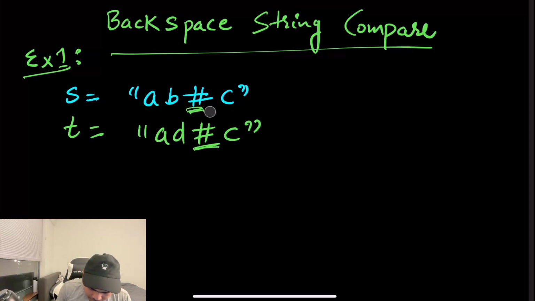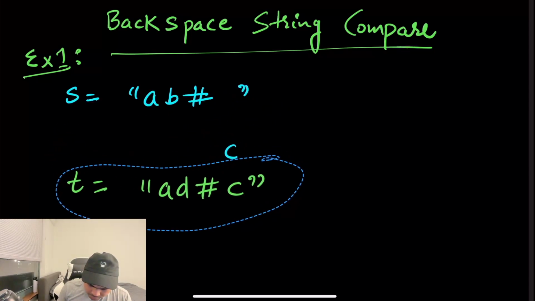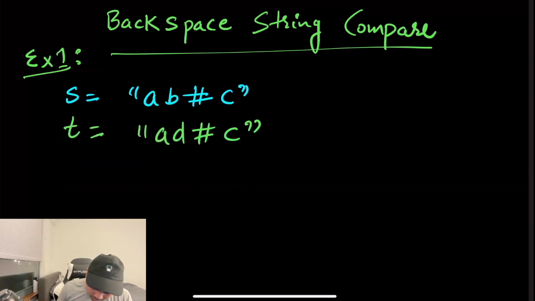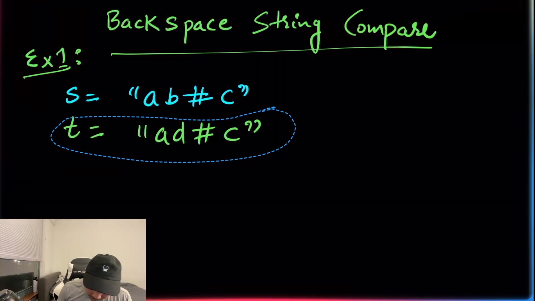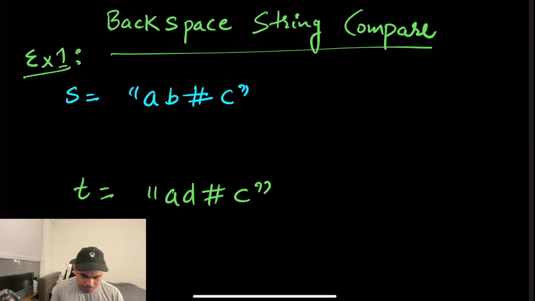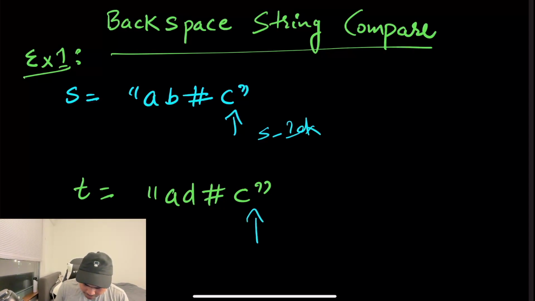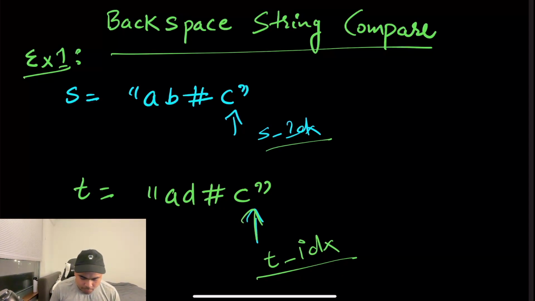What I mean is we start iterating both of these from the back. Let me just put them further apart. Now I will have two pointers. One pointer, let's call it sidx, and then we have tidx. These are the pointers pointing to the back of both of these strings.